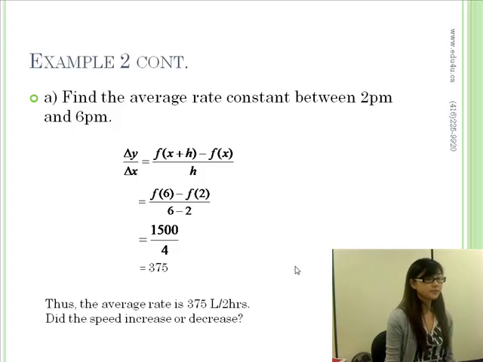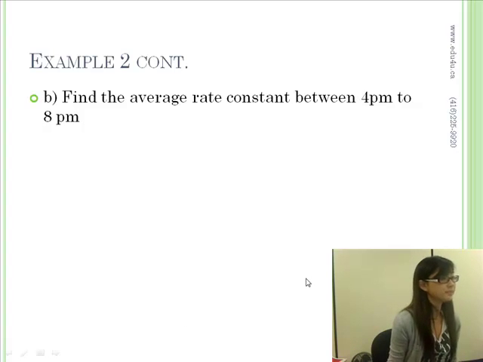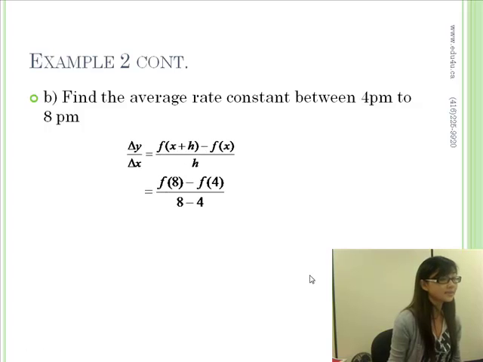So did the speed increase or decrease? Right now, we can't yet answer this question. That's why we have question B. Find the average rate of change between 6 p.m. to 8 p.m. We do the same thing as the previous question.